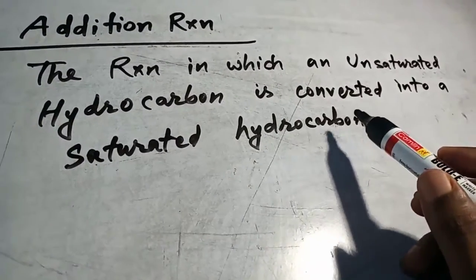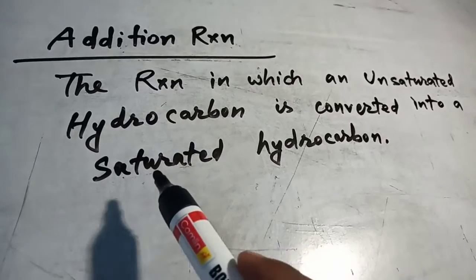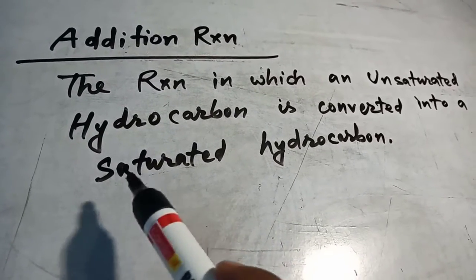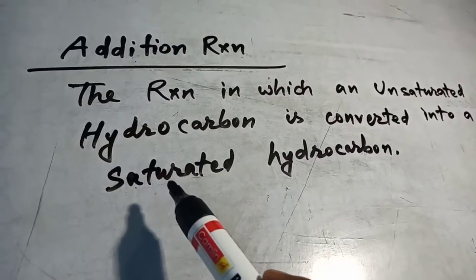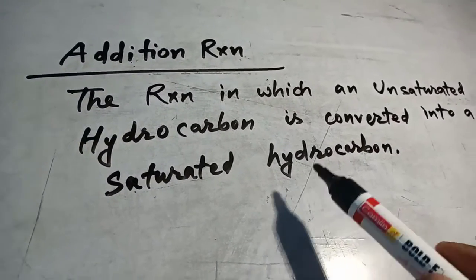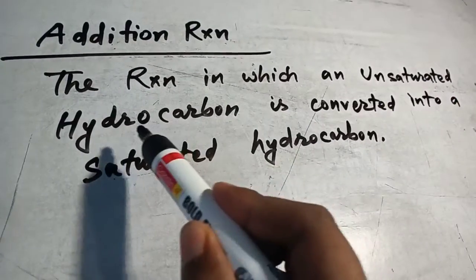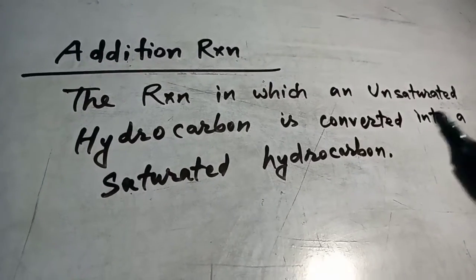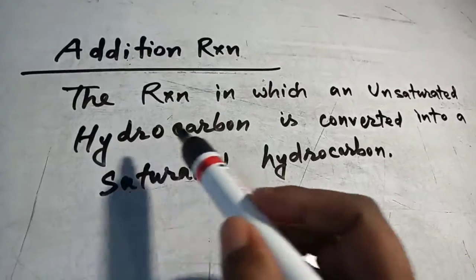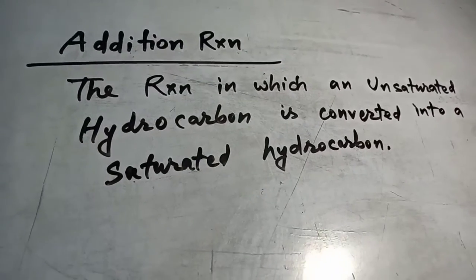Saturation and unsaturation. In a saturated hydrocarbon, only single covalent bonds are present in the compound, while in an unsaturated hydrocarbon, a double bond or triple bond is present. So that one is known as an unsaturated hydrocarbon compound.